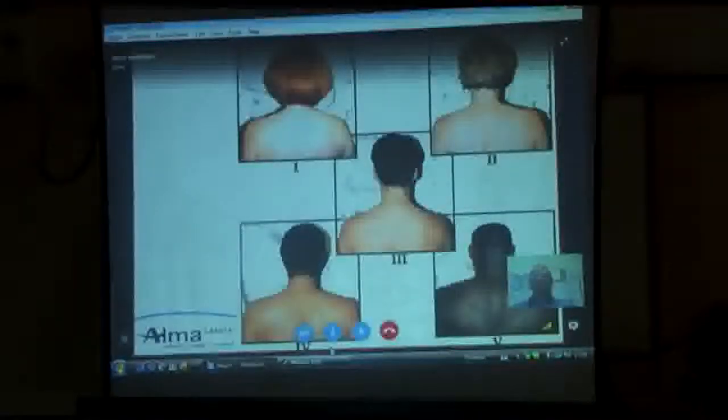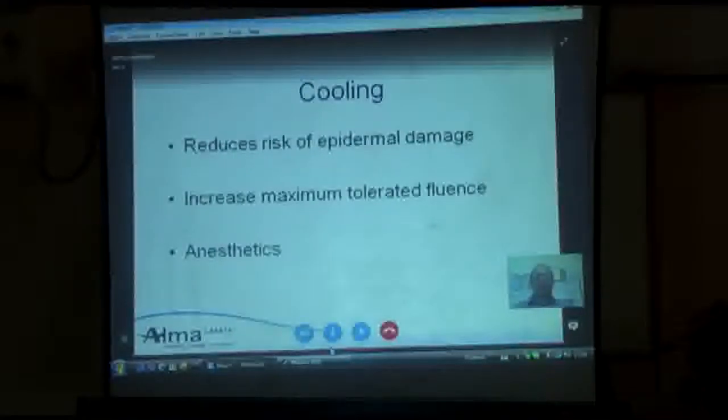All these lasers, of course, should be considered for all skin types, because one of the first limitations to the targets we're aiming at is to overcome the skin barrier color, either light color or medium color, or of course black or Afro-American color. These are all important considerations when we are using a laser. Cooling is also an important variable when we deal with lasers. As I just mentioned in one slide, it reduces the risk of epidermal damage, it increases maximum tolerated fluence, and it serves as anesthetic.